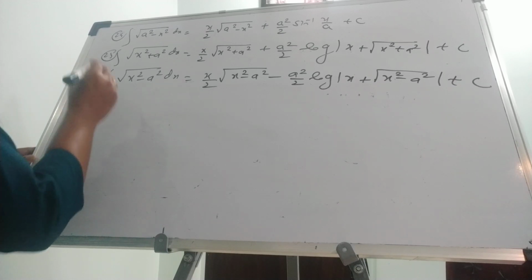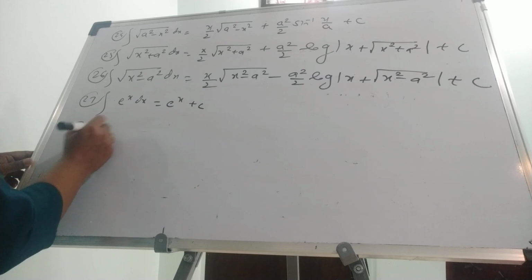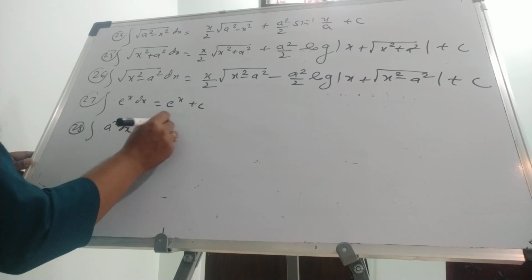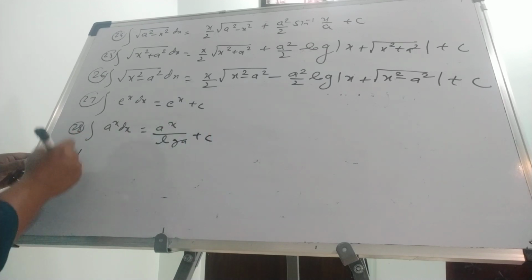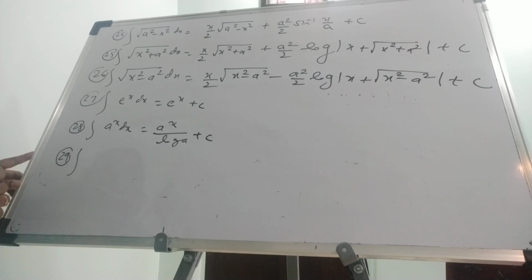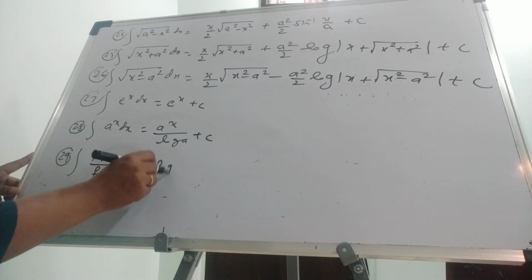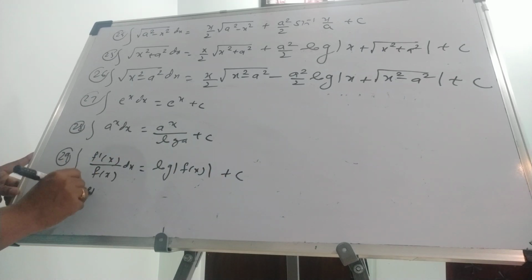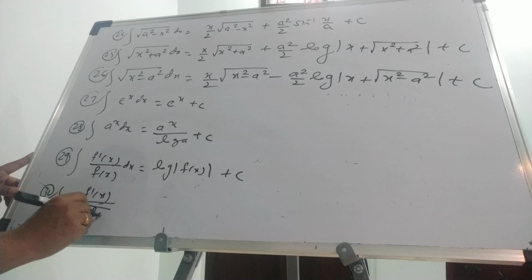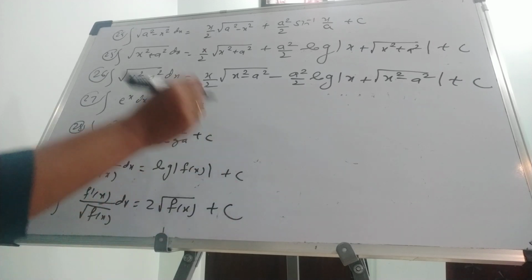Next is integration of e raised to x is e raised to x. Integration of a raised to x is a raised to x upon log a. Then integration of f dash x upon fx is log of fx plus c. Integration of f dash x upon root fx is 2 root fx plus c.